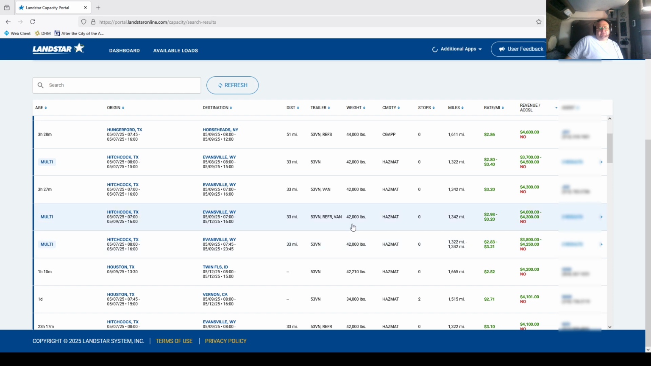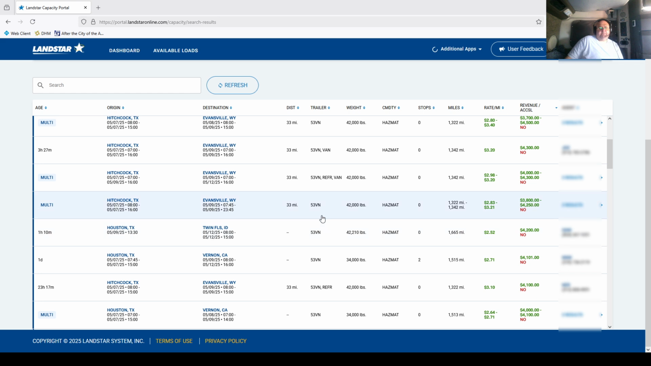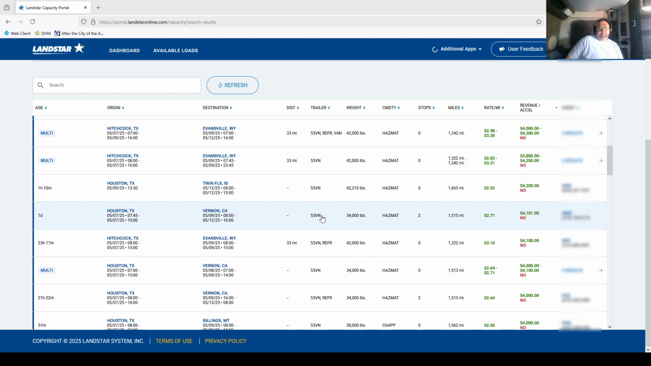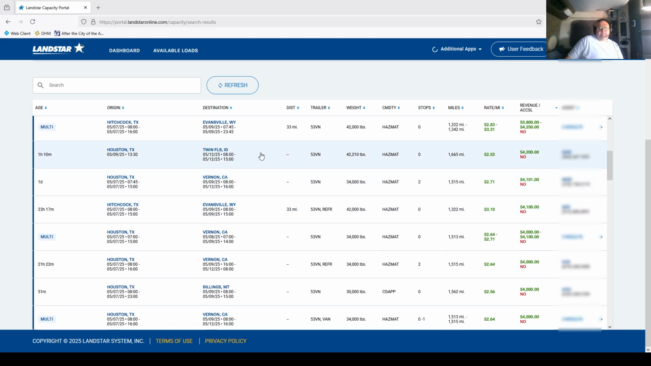Most of these loads are spot market loads, just reposted spot market crap. You'll see the same load listed multiple times. That's because there's a whole bunch of Landstar agents that are bidding on the load, and they're all putting the load on the load board. So you might see one load listed 20, 30 times because there's like 20 or 30 Landstar agents all bidding on the load.